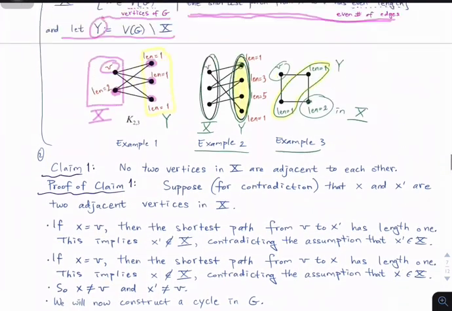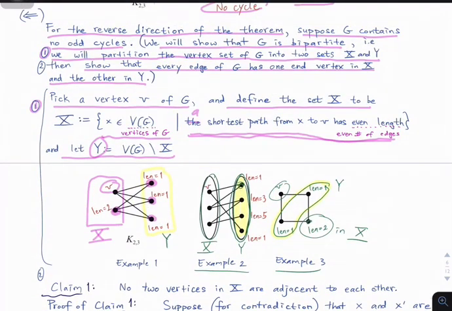So we have done what we said we would do for part 1. We have partitioned the vertex set of G into two sets, and now we will do the second part. We will show that every edge of G has one end vertex in X and the other in Y.